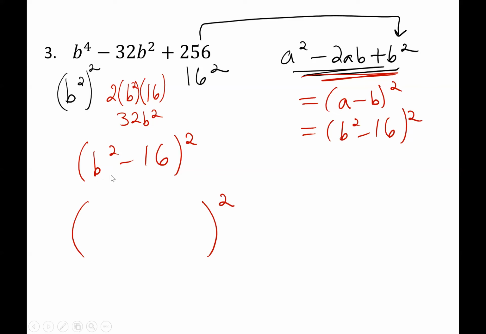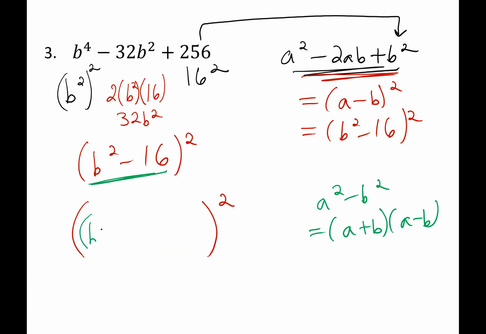But let's see how we can simplify or factor the b squared minus 16. So one way to write our answer would be b squared minus 16 all in parentheses squared. But that's not fully factored because the b squared minus 16 can be factored more. That's a difference of squares. That's your a squared minus b squared pattern. A plus b, a minus b. So inside these larger parentheses, I can now write smaller parentheses, b plus 4, b minus 4.